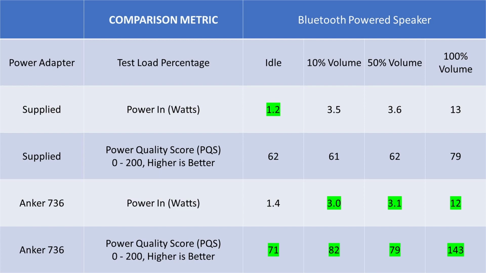Just as an example, the performance PQS of the speaker with a power factor corrected USB-C adapter, the Anker 736 in this case, changes to 94. Not bad. Still can't fix that idle power though.